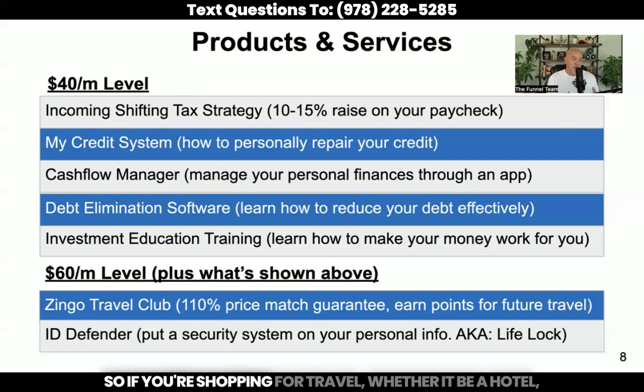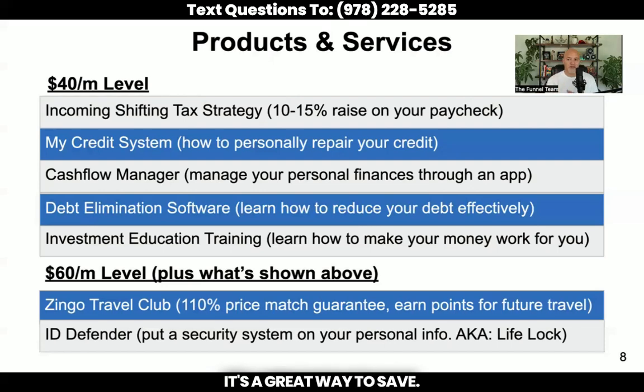So if you're shopping for travel, whether it be a hotel, a plane flight, a rental car, a cruise, whatever it is for you and your family, if you find a cheaper price elsewhere, they will literally pay you the difference. Can you beat that? No, you cannot. Also, with their travel engine, you can earn points. Every time you earn points, you can put that towards future travel. And over time, you can travel for free. Again, how many other travel engines out there do that? So, price match guarantee, earn points towards future travel. It's a great way to save.